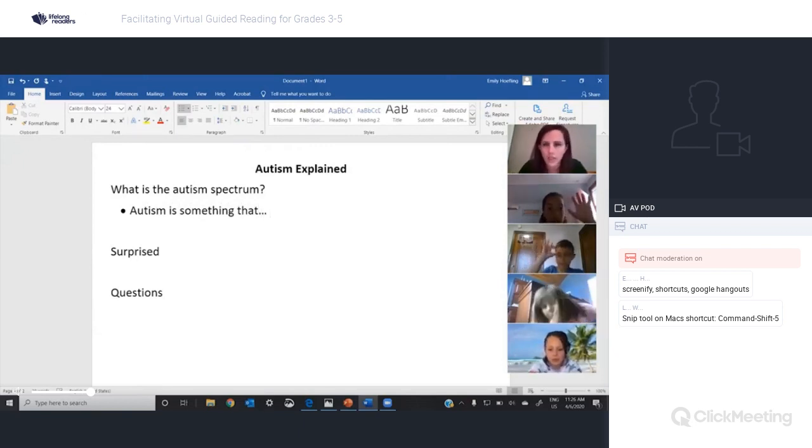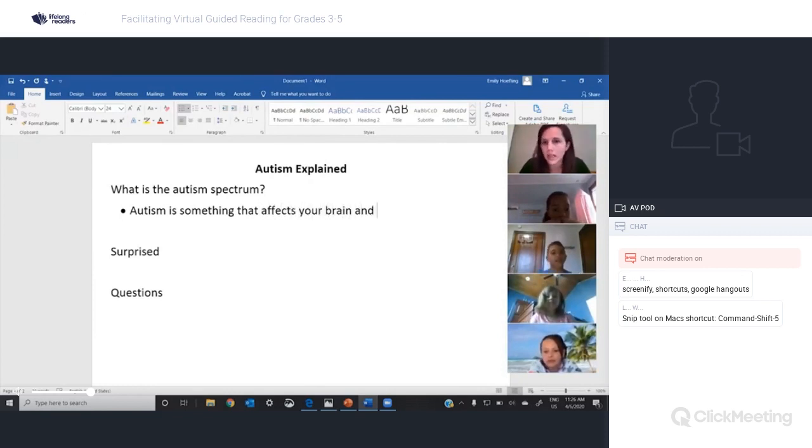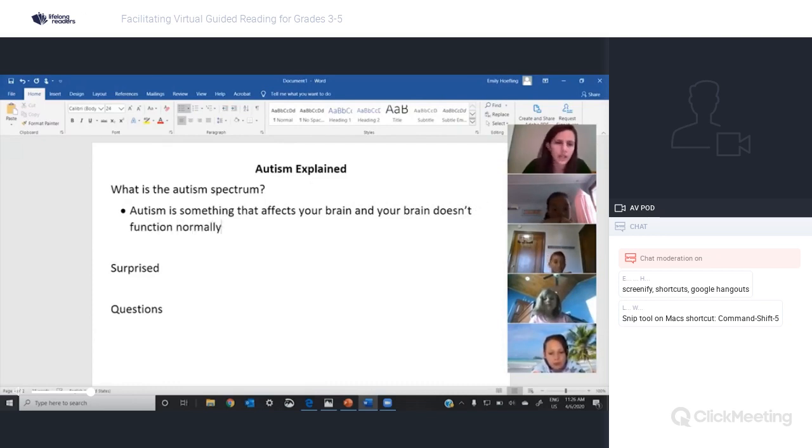Jack, go ahead, sweetheart. And go ahead nice and loud, please. Disorders your brain to not function right. Okay, good. Autism is something that affects your brain. And is that what you said, sweetheart? Yeah. Okay. And your brain doesn't, he said, function normally. Okay, great. Does anybody, well, first let's just ask this. What do you guys think about what Jack said? Okay, everybody agrees.